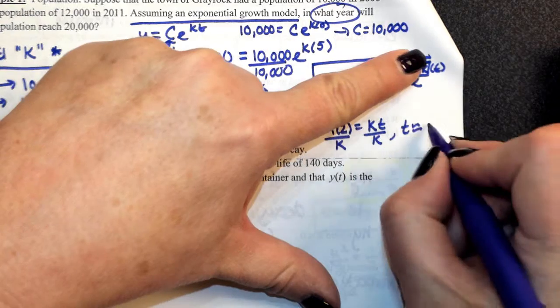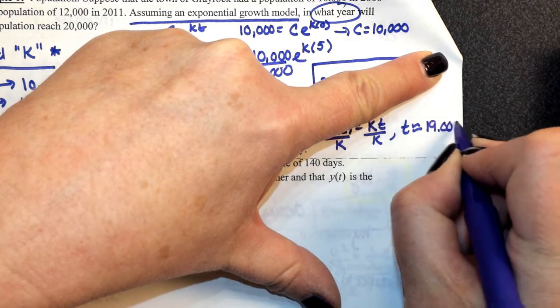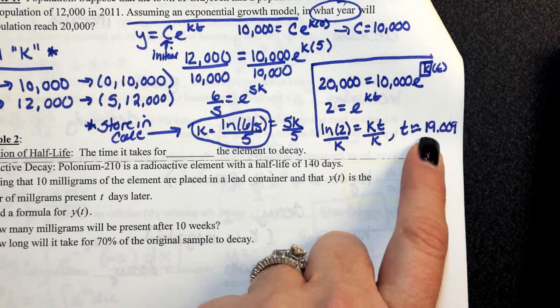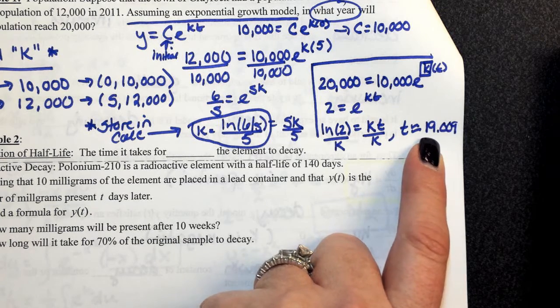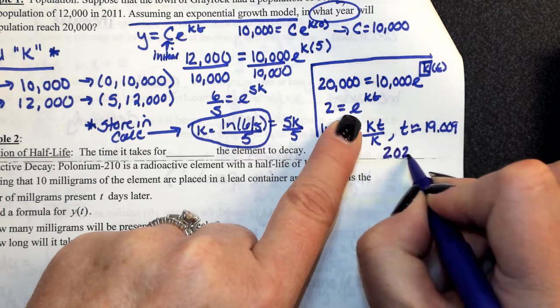So I end up with about 19.009. Is that an acceptable answer? No. Because what did I call year 0? I called year 0 what? 2006. So I have to take 2006 and add 19.009 to it. So it's going to be in what year? It's going to be in the year 2025.